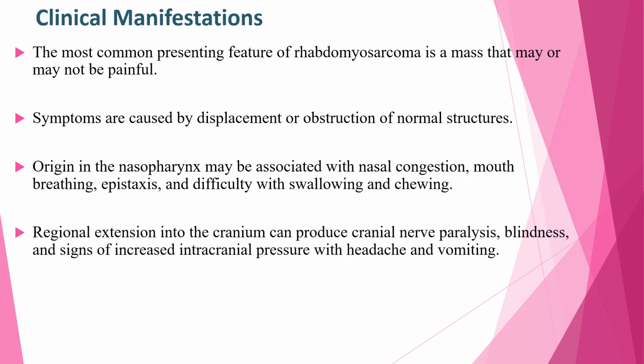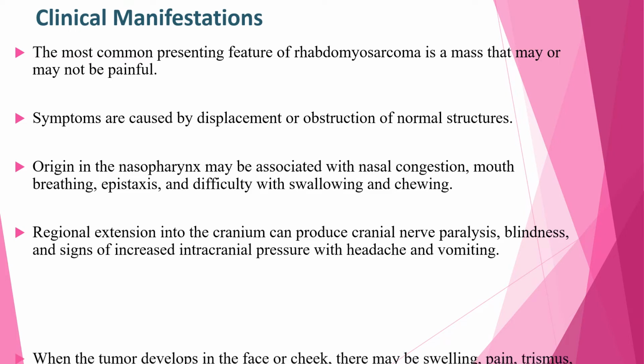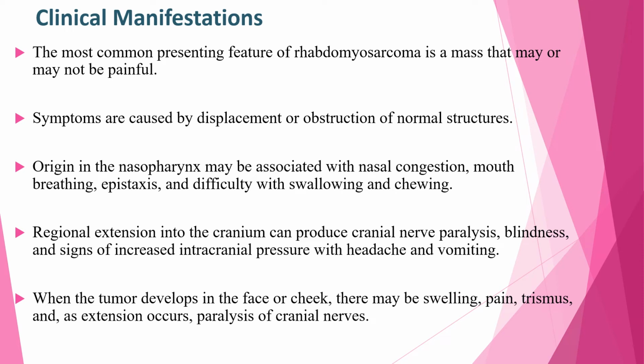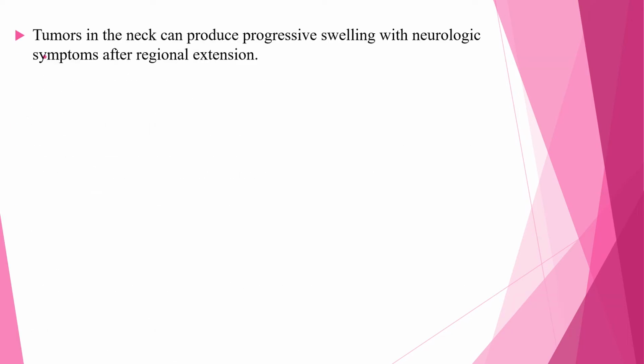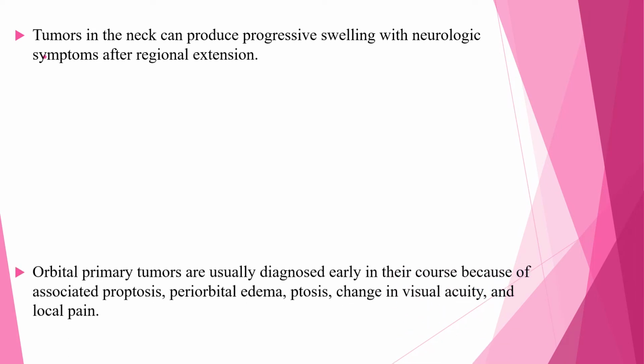Regional extension into the cranium can produce cranial nerve palsy, blindness, and signs of increased intracranial pressure with headache and vomiting. When the tumor develops in the face or cheek, there might be swelling, pain, trismus, and extension occurs, and paralysis of the cranial nerves might also happen. Tumors in the neck can produce progressive swelling with neurologic symptoms after regional extension.